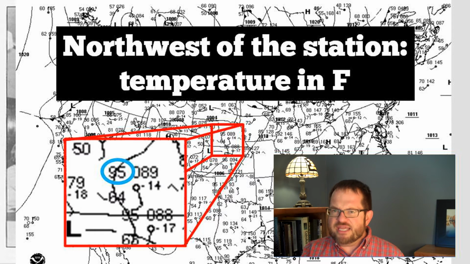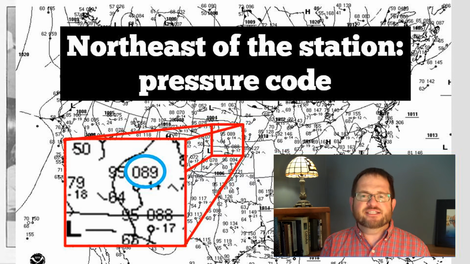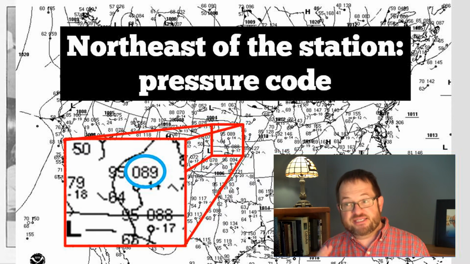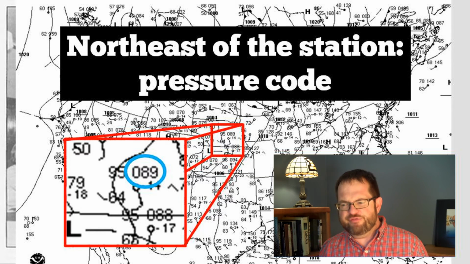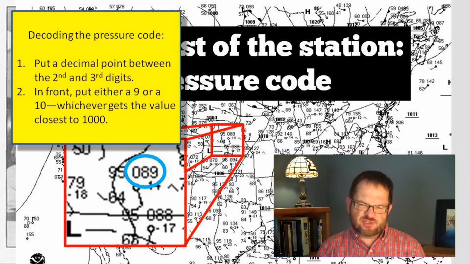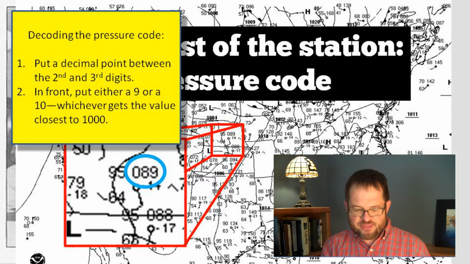Meanwhile, off to the north and east of the station, there's always a cluster of three numbers, 3 digits. And that's called the pressure code. It is a way of getting the mean sea level pressure that is being observed at that station right now. But it takes a little bit of thinking to know how to decode that code there. When you want to decode a pressure, and again, towards the end of this lab activity you do have to do that, what you do is you put a decimal place between the second and third digits of that number there. You just put a dot there.